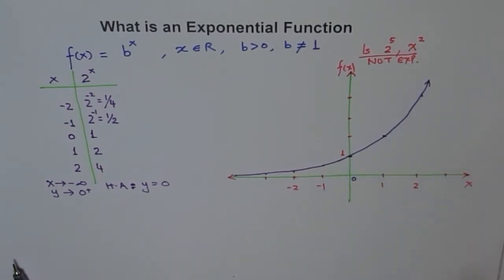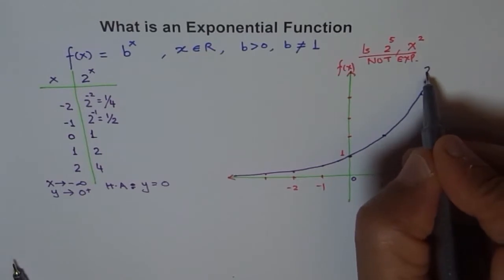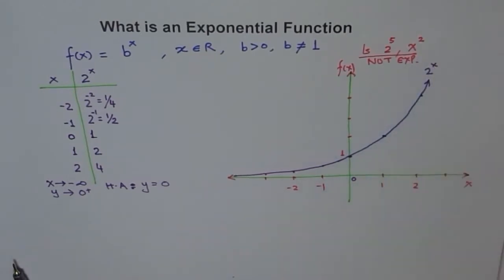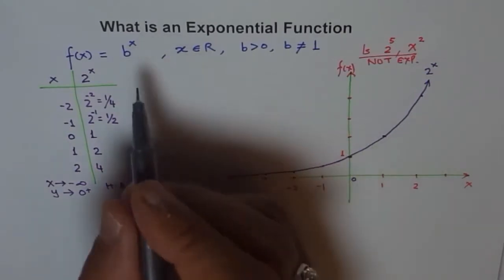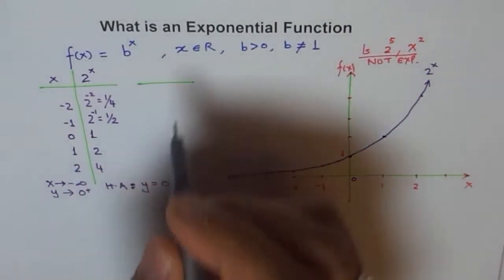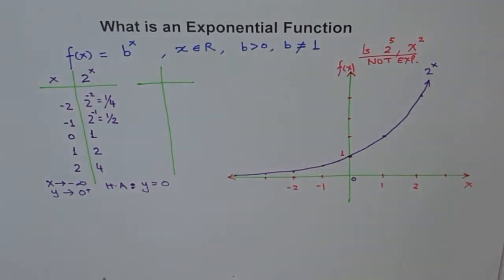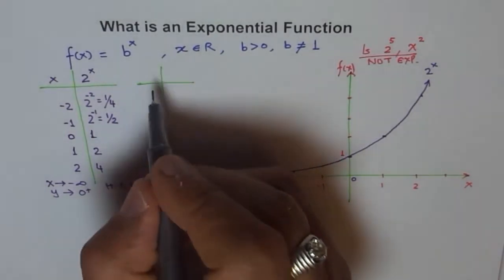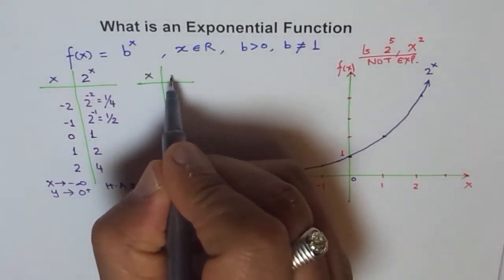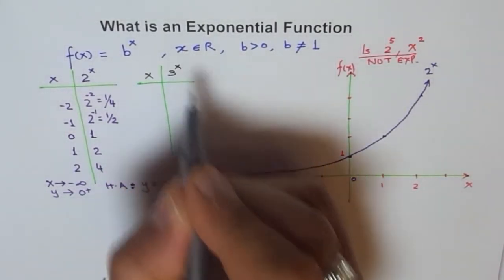Like this. So that's my graph for 2 to the power of x. Now, on the same scale, let me draw 3 to the power of x. Now, without sketching, can you tell me how it will look? So we'll write again x values, and this time 3 to the power of x.